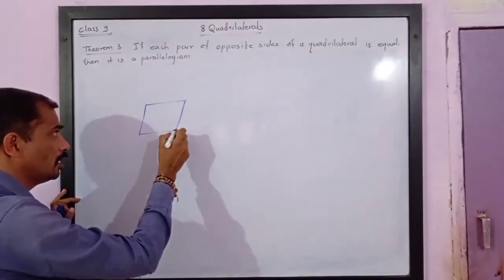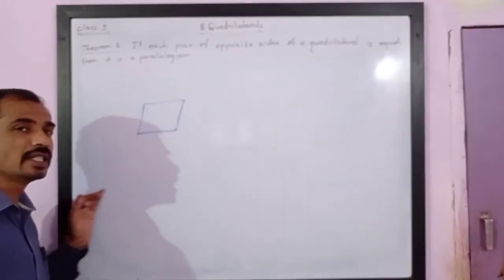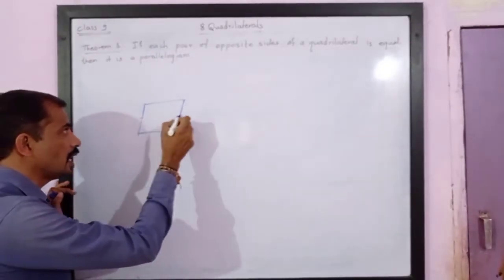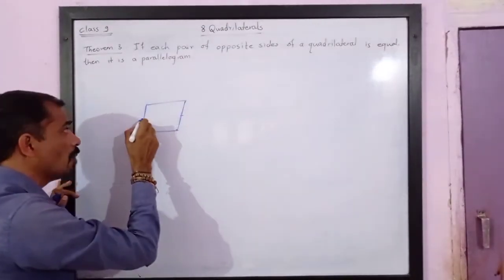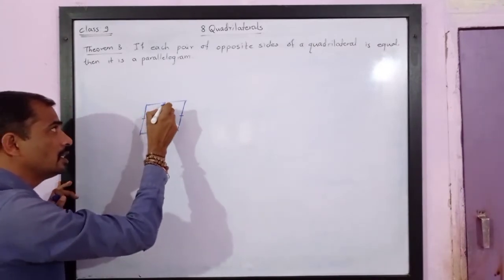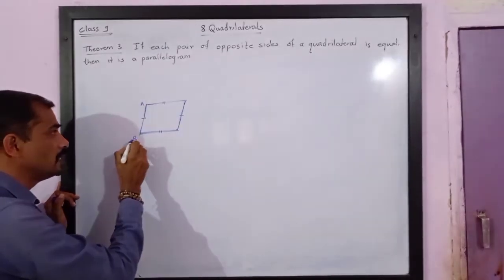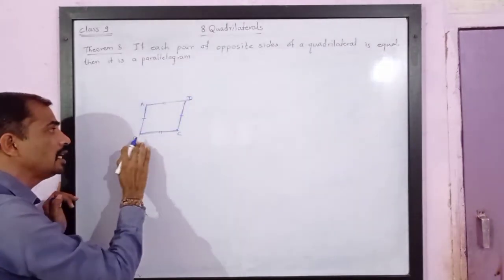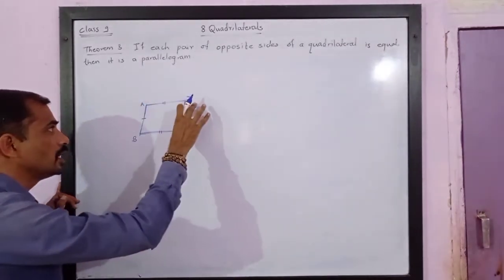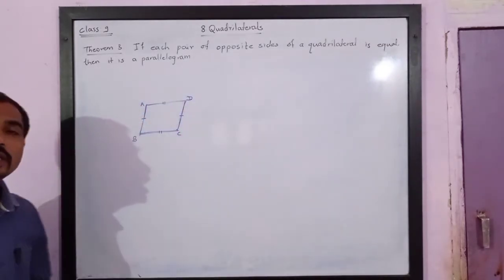Now we are given that this is a quadrilateral. Quadrilateral means a polygon with 4 sides. Now we are given opposite sides are equal. Please note, each pair of opposite sides of a quadrilateral is equal. So these opposite sides are equal, and this is also an opposite side pair, which is also equal. So we are given a quadrilateral ABCD. In quadrilateral ABCD, we are given the sides AD is equal to BC and AB is equal to CD. This is what we are given. We have to prove that quadrilateral ABCD is a parallelogram.